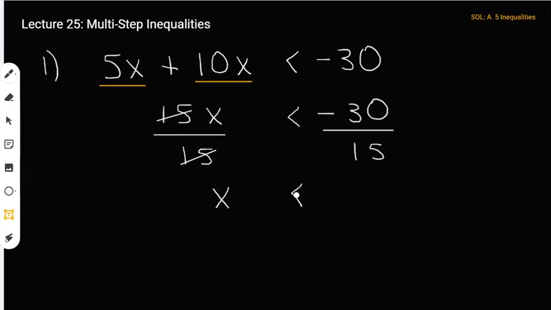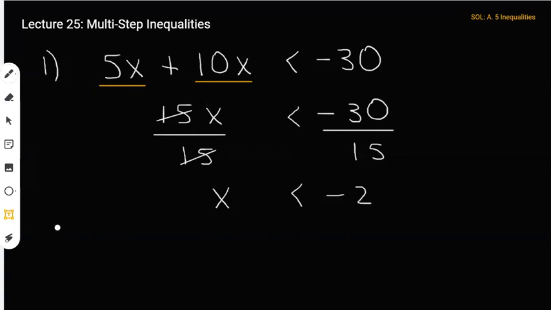I bring down the less than symbol. Over here, I have negative 30 divided by 15. That's going to give me negative 2. So this is going to be the answer: x is less than negative 2. I don't need to flip the sign because I'm not dividing by a negative number. I'm dividing by a positive 15, so there's no need to flip the sign for this one.